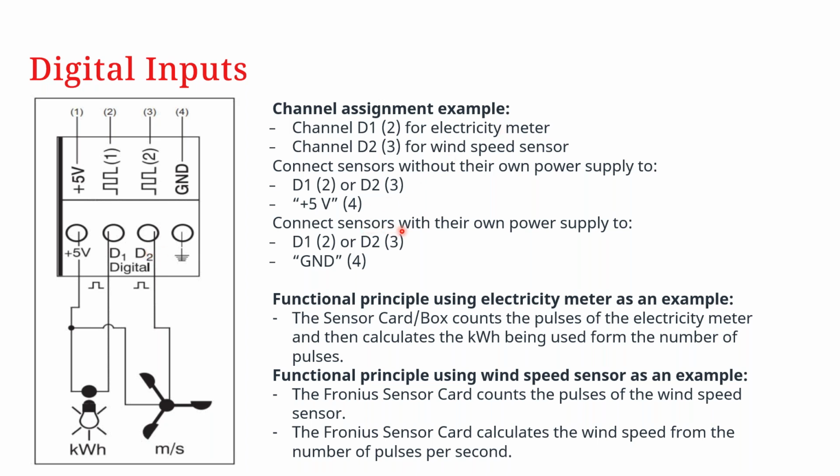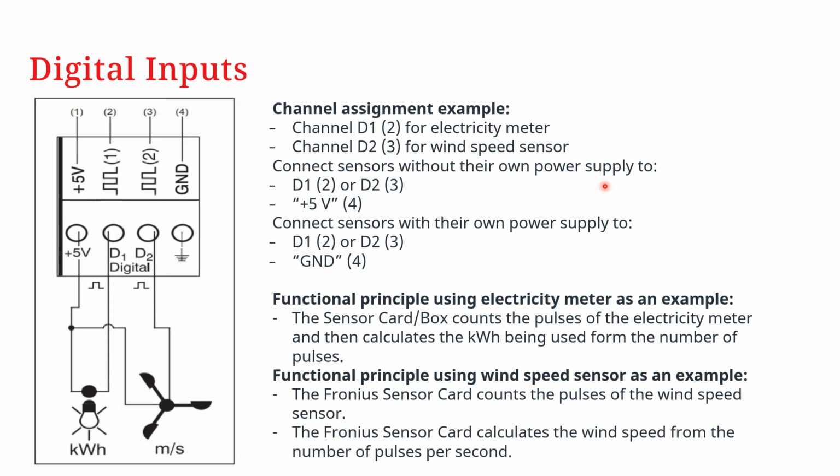If, on the other hand, that particular sensor has its own power supply, then it should only be connected to its own particular input, which is either 2 or 3, and then the ground connection will be shared between the two sensors for the digital input.